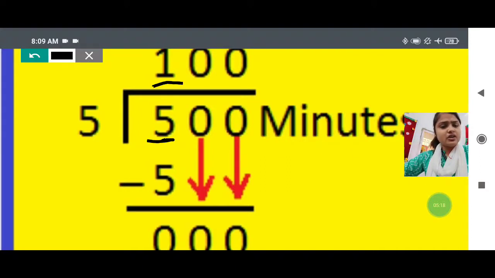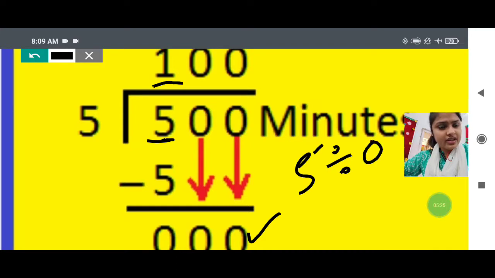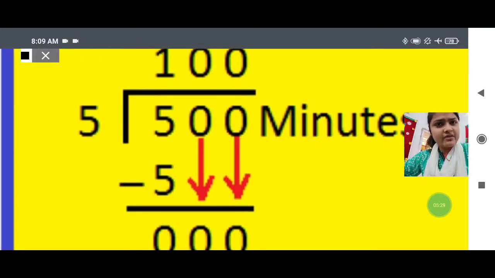5 minus 5 is 0, and then both the 0s you will take down, and when 0 is divided by 5, we get 0. So we are writing 0. So how many minutes have we got? We have got 100 minutes when we have divided 500 minutes by 5.